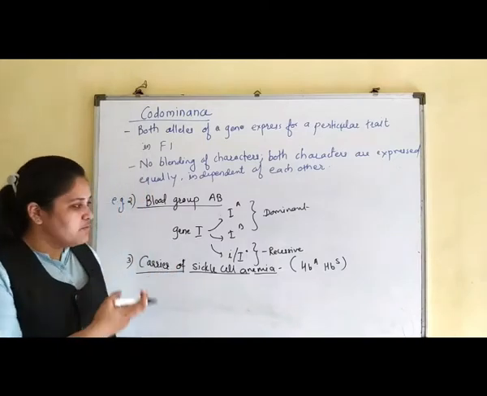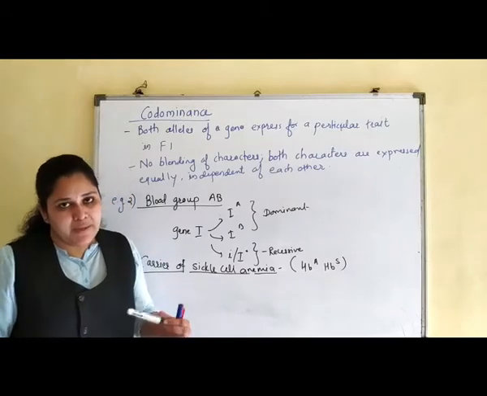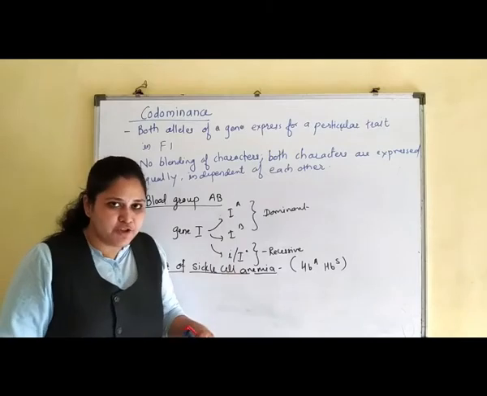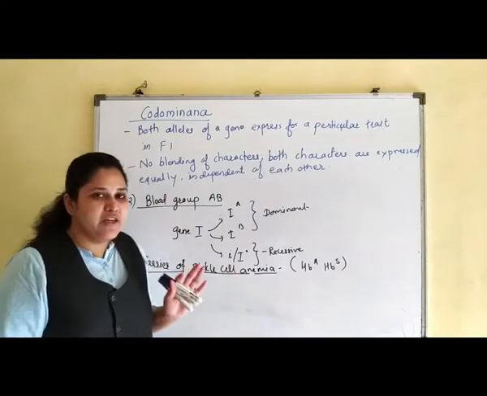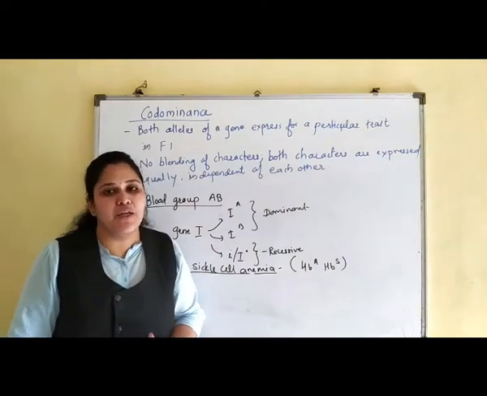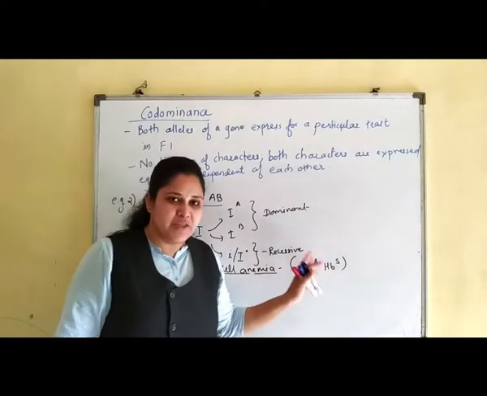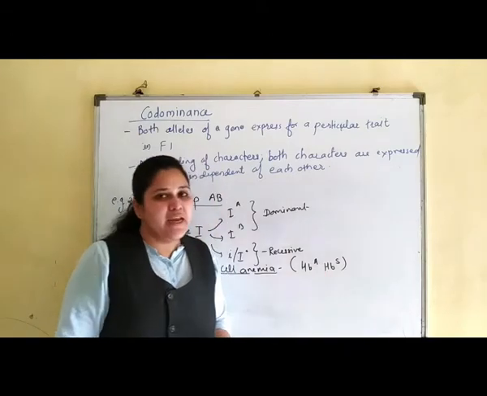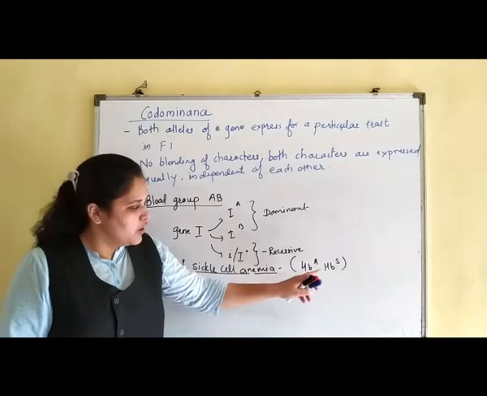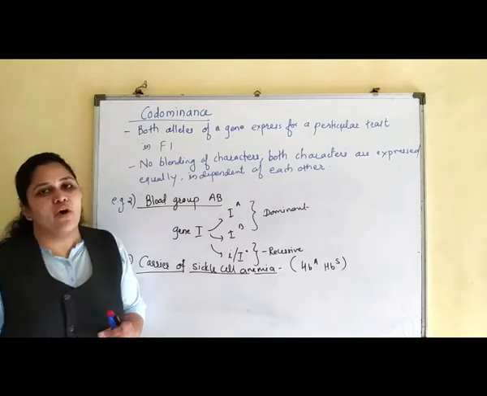Individuals like this we call carriers because they are not affected, but they carry the trait to the next generation. These terms you will learn afterwards. Carrier means the individual is not affected but is responsible for carrying the affected allele to the next generation. HbA is for the normal hemoglobin, HbS is for the sickle cell anemia. So 50% hemoglobin will be normal, 50% will be affected. This is also an example of codominance.